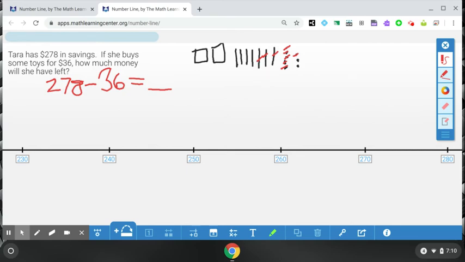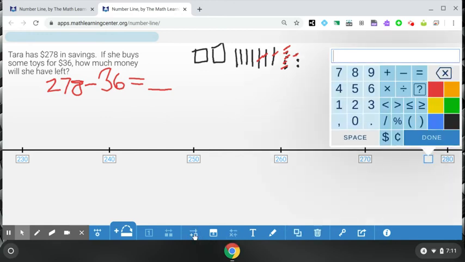What does it look like on the number line? Well, let's take a look. We know that our total is 278. So let's read our number line and find 278 on the number line. I see 270. I know halfway is 275. So 278 would be about here. So I'm going to label that as my total, 278.